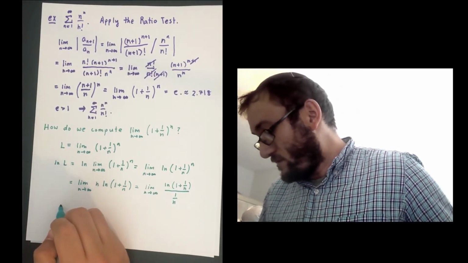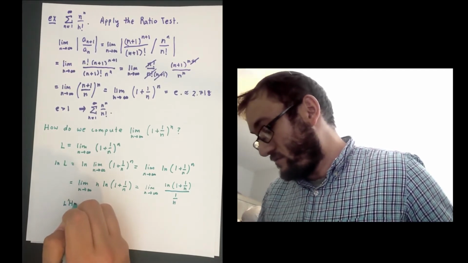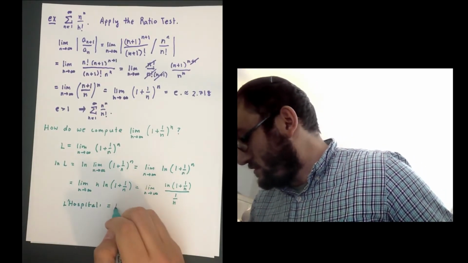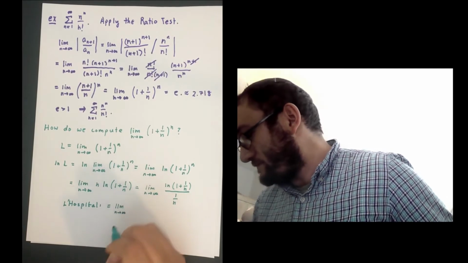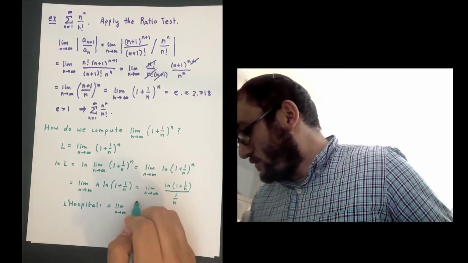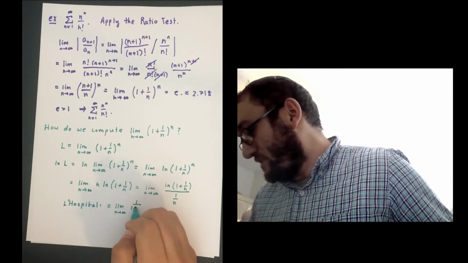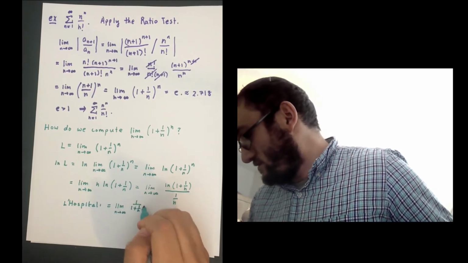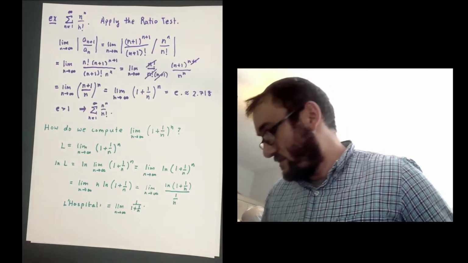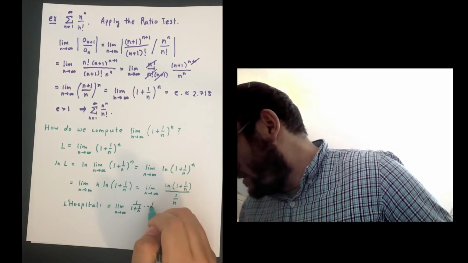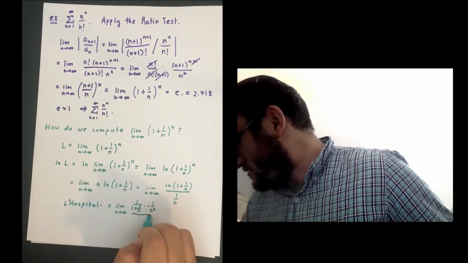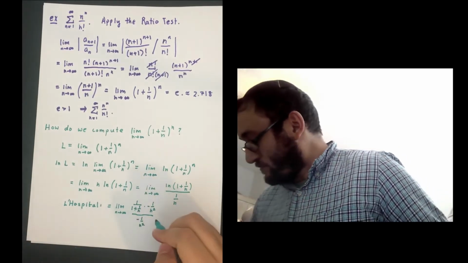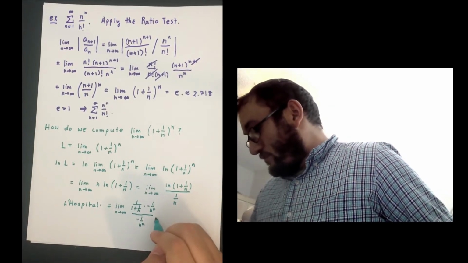Okay? By L'Hopital's rule, this will be equal to the limit as n goes to infinity of 1 over 1 plus 1 over n times the derivative of this. Again, we're considering this as a continuous function, so there's a bit of abusive notation here. Minus 1 over n squared divided by minus 1 over n squared, which is the derivative of 1 over n.